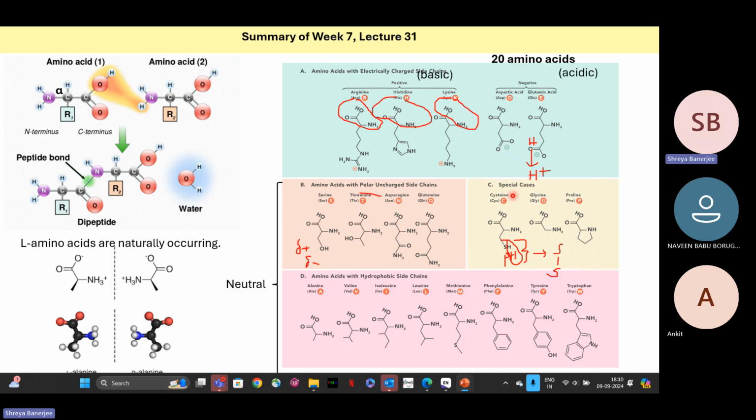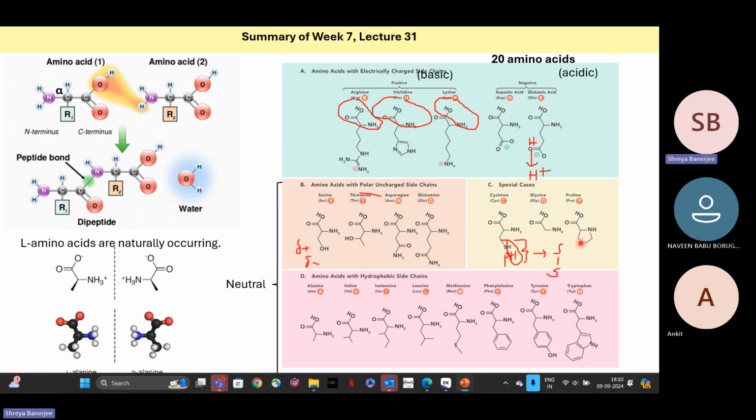Then you have glycine, where the R group is another H. So glycine is the only amino acid where this alpha carbon is not chiral. Because for it to be chiral, you need to have four different groups attached to it. But in glycine, both the groups on the alpha carbon are hydrogen.